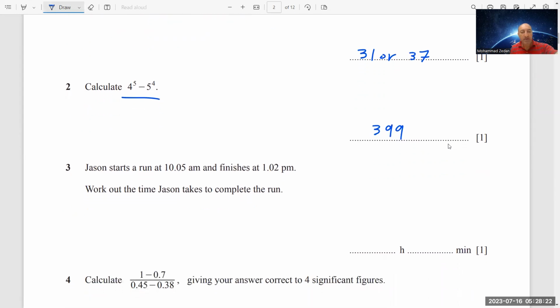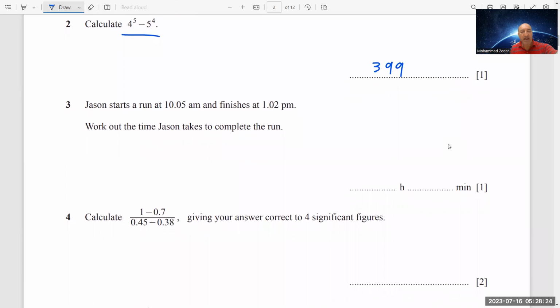Jason starts a run at 10:05 a.m. and finishes at 1:02 p.m. Work out the time Jason takes to complete the run. First of all, I have the first time a.m. and the second time is p.m. We just add 12 to this time to make it 24-hour system. So 1 plus 12, 13.02.